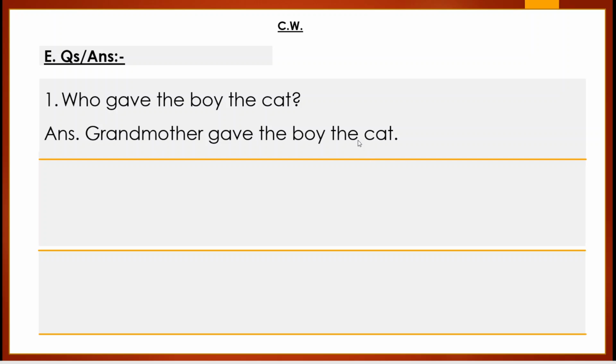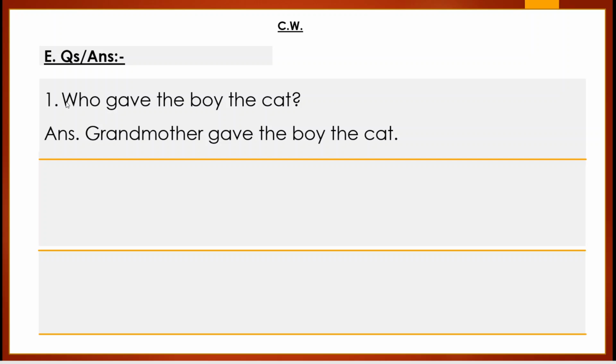Sorry, I said it wrong, beta. Grandmother ne boy ko cat diya tha. Right? Who gave the boy the cat? Grandmother gave the boy a cat. When? On his birthday, it was a birthday gift. It was his birthday gift that grandmother gave him a cat, right? And how did she give the cat? She gave the cat in a basket, right? It was decorated with blue color ribbons. The blue color ribbons were there in the basket, right? So, who gave the boy the cat? And the answer is, grandmother gave the boy the cat.